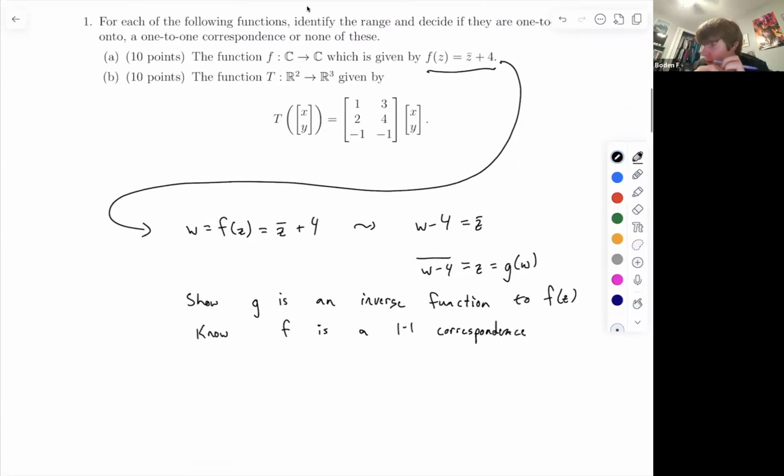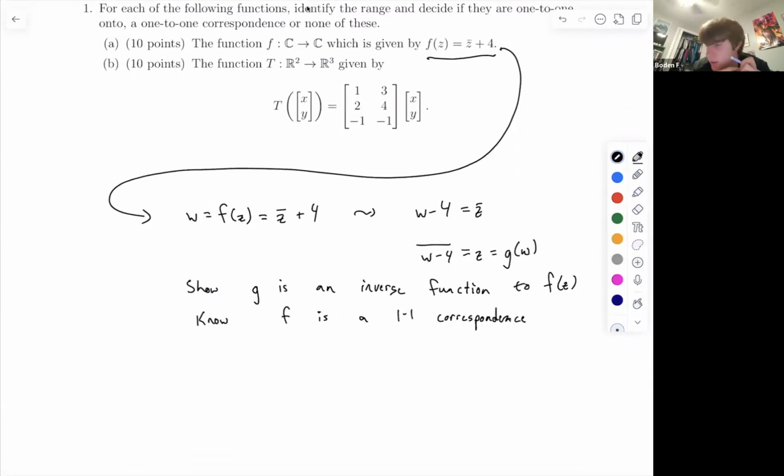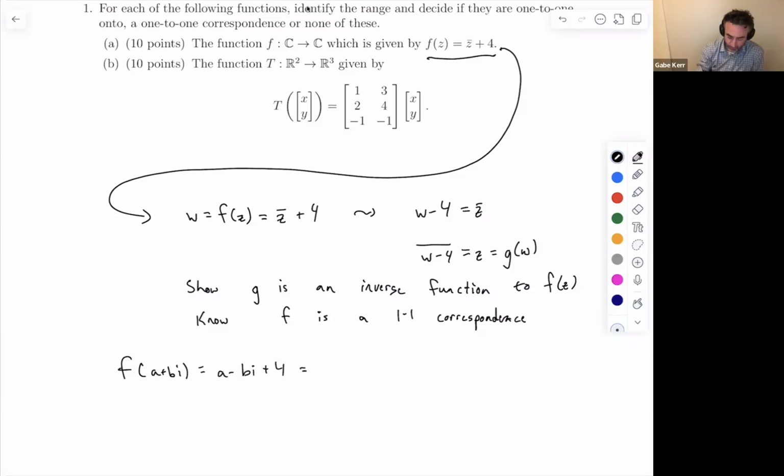For that one, I said that Z is A plus BI because it's complex, and then I said that Z bar is A minus BI. So you did something like F of A plus BI, A minus BI plus 4, and then explained how that is a one-to-one correspondence. Is that fine as well? Yeah, you can do it multiple ways.